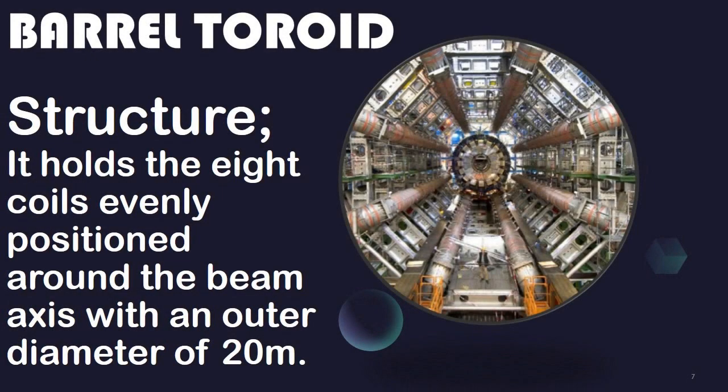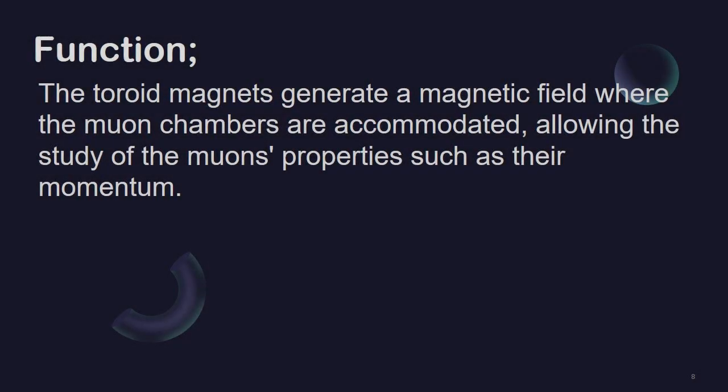Now, let's have a look at the structure of Barrel Toroid. Structure. It holds the 8 coils evenly positioned around the beam axis with an outer diameter of 20 meters. Function. The toroid magnets generate a magnetic field where the muon chambers are accommodated, allowing the study of the muons' properties such as their momentum.